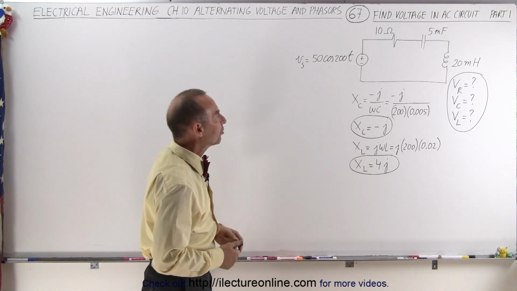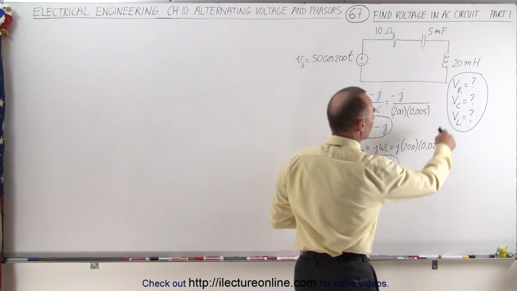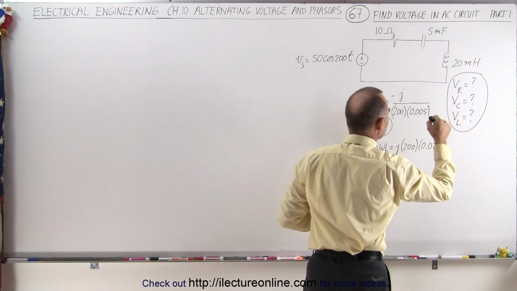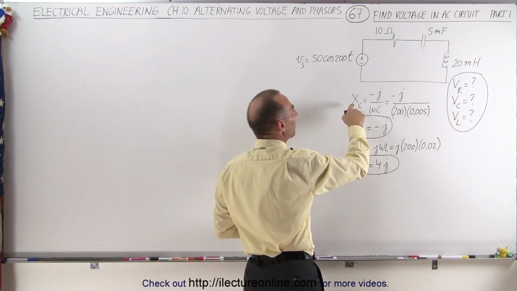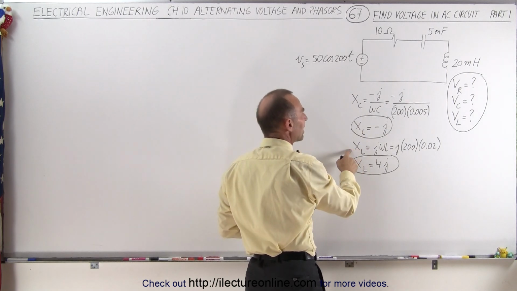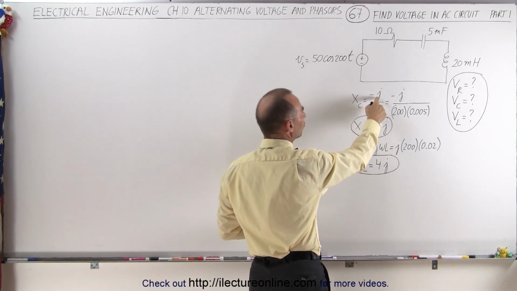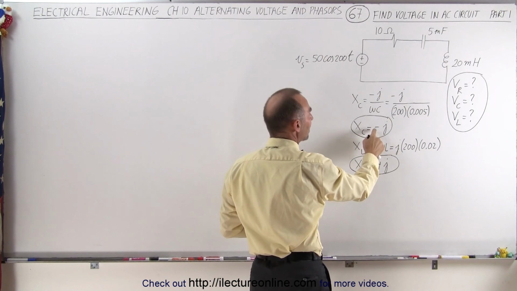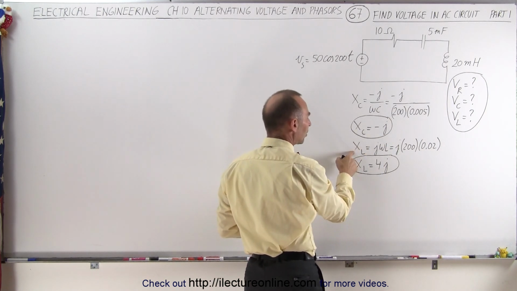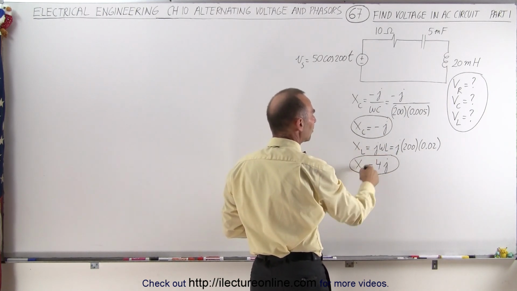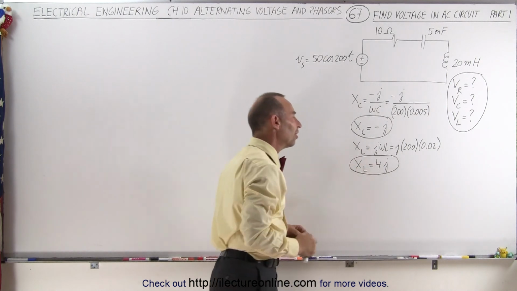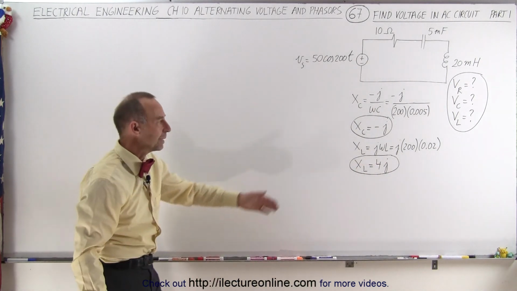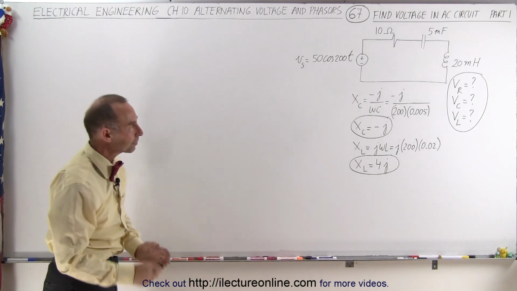To make it a little bit easier, since we're trying to find the voltage across the resistor, the capacitor, and the inductor, we found the capacitive reactance and the inductive reactance. The capacitive reactance is minus j over omega C, which ends up being minus j, and the inductive reactance is j omega L, which ends up being 4j. Of course, this would be in terms of ohms.